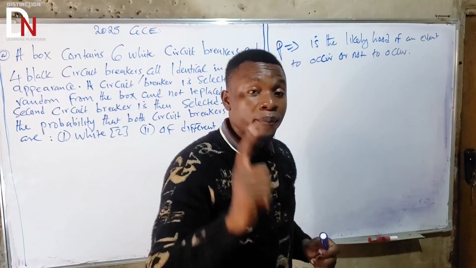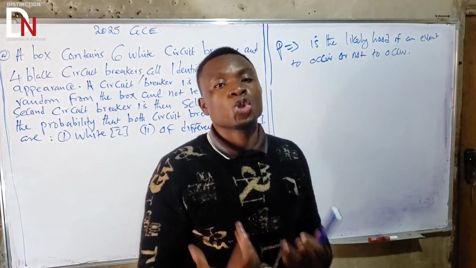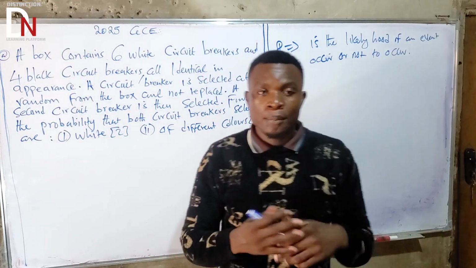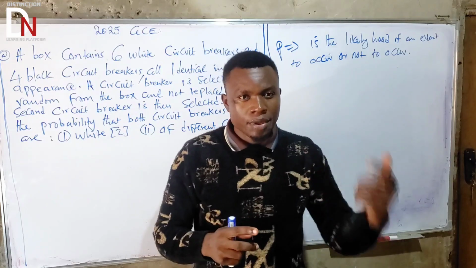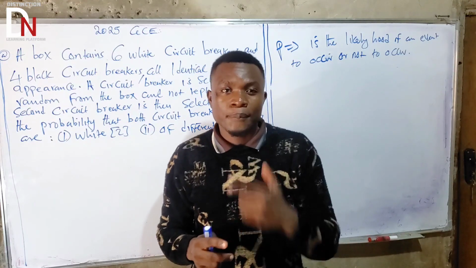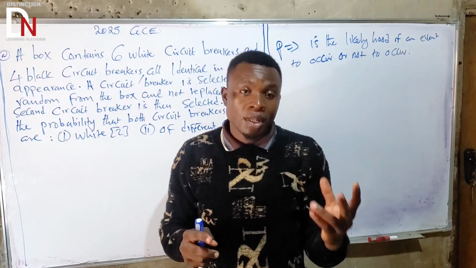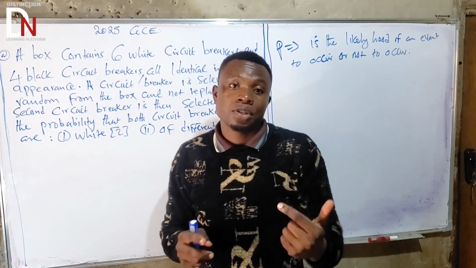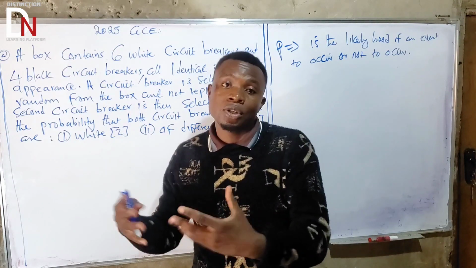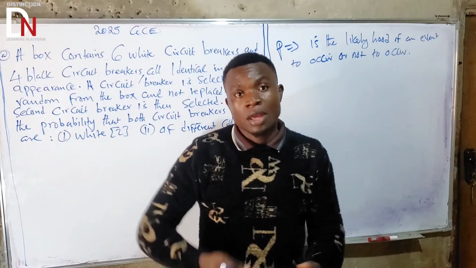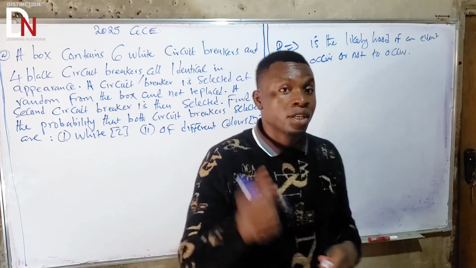And the probability of an event not to occur is 0. Meaning, you are sure to say something is going to happen. The probability is always 1. Similarly, you are sure to say something is not going to occur or rather happen. The probability is always 0.